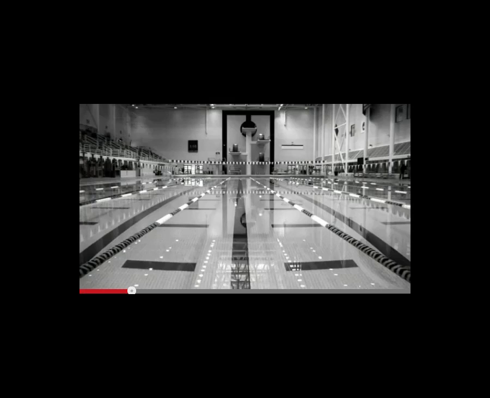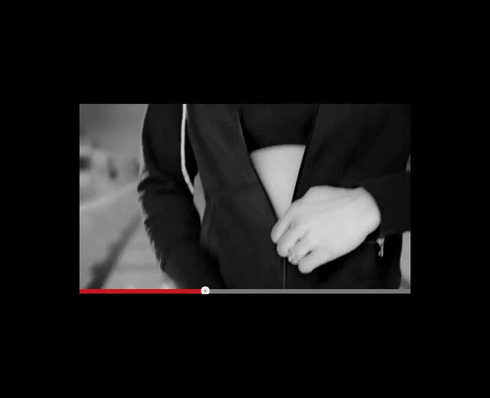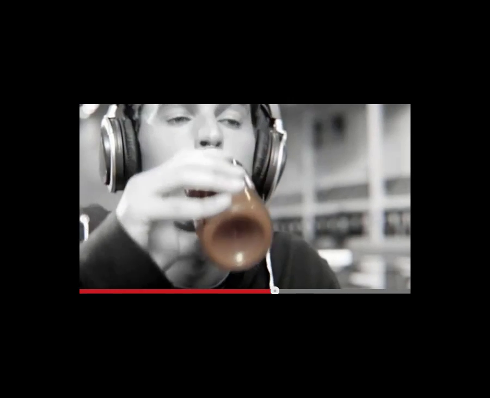After the water has settled, after I've toweled off, I refuel with chocolate milk to replenish critical nutrients and for high-quality protein. That's our after.